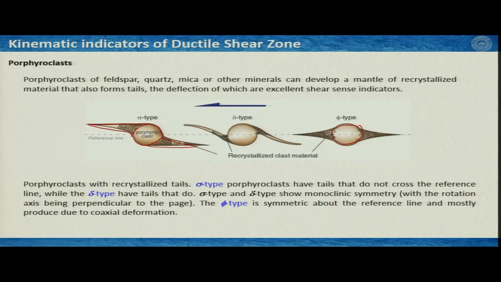Sigma type porphyroclasts have tails that do not cross the reference line. What you see here is a reference line, some sort of median line that you can draw from the middle of the clast. If the tails do not cross the reference line, so here it did not come back like this, then these are known as sigma type clasts. The delta type clasts are characterized by the fact that they cross the reference line. Phi type clasts are symmetric about the reference line, and these are mostly produced in coaxial deformation. So we are not going to look at them, at least in this class, because these are not good shear sense indicators, only sigma and delta type clasts.